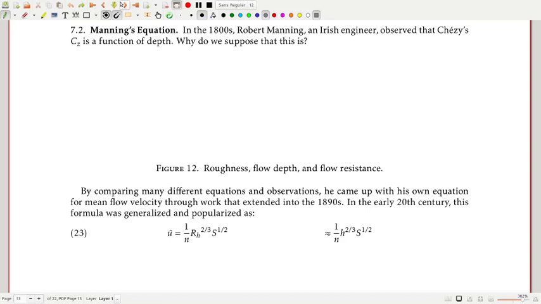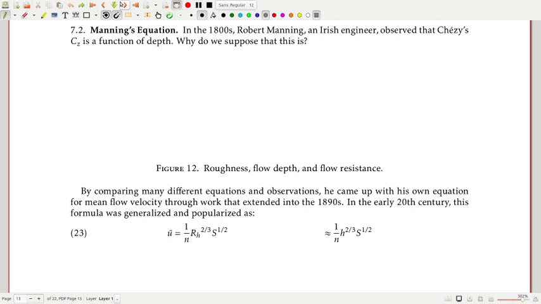Of all the equations that have been created to calculate flow velocities, and especially mean flow velocities, so the average over the full depth of the flow, Manning's equation has probably been used more than any other one. So Manning's equation is a modification of Chazy's equation. Manning realized that Chazy's C sub z, so the Chazy coefficient, is a function of depth.